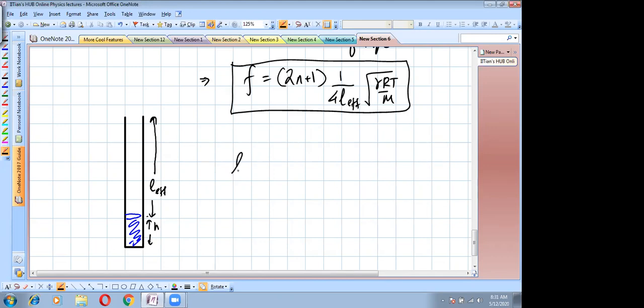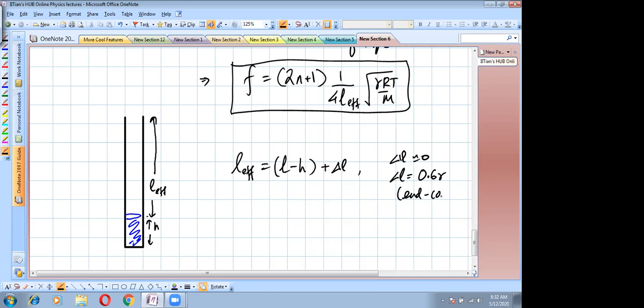So L effective in general should be equal to the original length minus H. Typically plus end correction also. So that end correction here is negligible in this particular question. But in general, you should know that the end correction value is 0.6 times the radius of the pipe.